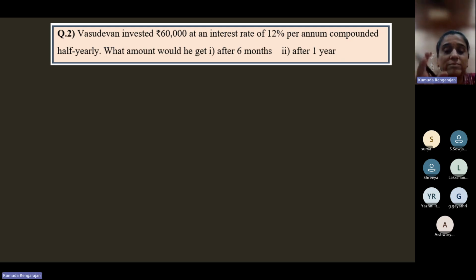See, the interest is 12% per annum. So for half yearly, the interest will not be 12%. 12% interest is given for 1 year.